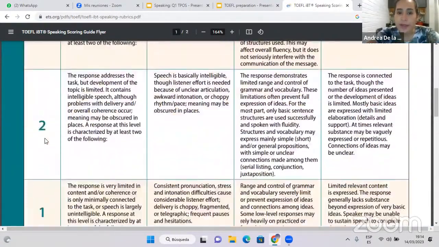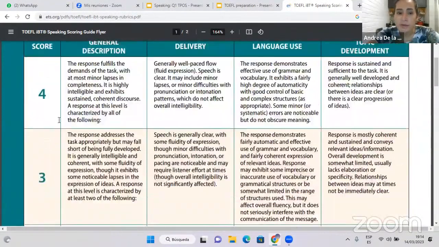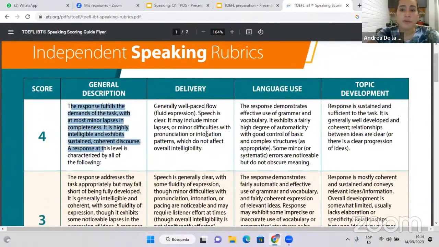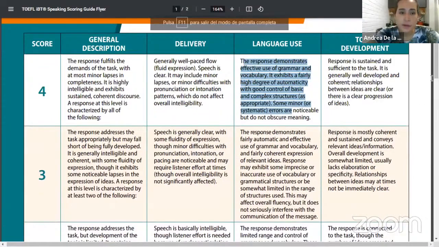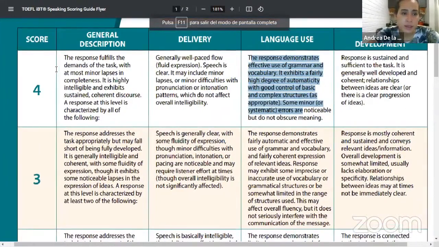And as you can see here, you have a description of how you have to have your response in order to have these scores. So for example, for a maximum score, to get a 4, you need to have these three things. In delivery, you need to meet this, language use and topic development. Maybe we can just read the general description so that we don't waste a lot of time. Sergio, could you please read this part here?